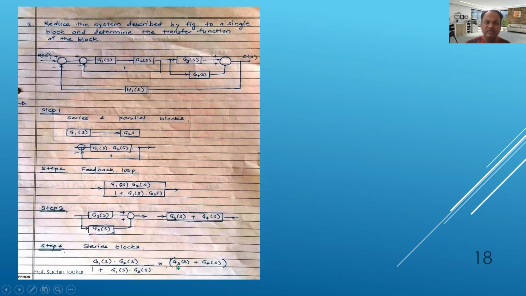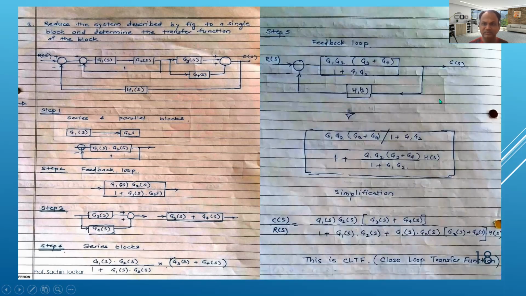Okay. Till this point, there is no problem. Now you have to apply a feedback loop of H1(S), and for that you will see here, that is G1 G2 into bracket G3 plus G4. I have not written S here because for simplification, S is nothing but the Laplace domain. So we can directly write G1 G2 also, divided by 1 plus G1 G2. So this is the simplification, and H1.